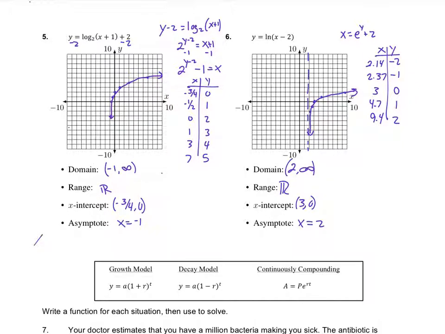And so one thing, if you've noticed, x plus 1 here, our asymptote is at -1. x minus 2 here, our asymptote is at +2. So the asymptote is at the opposite of that number inside the parentheses.